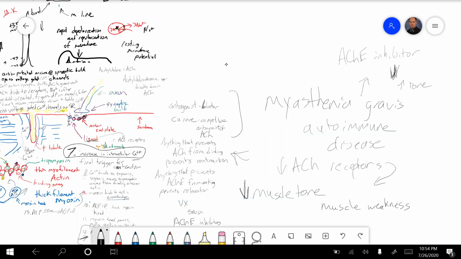This is not an uncommon disease. If I remember correctly, former First Lady Laura Bush has myasthenia gravis. If you watch daytime television on Days of Our Lives.